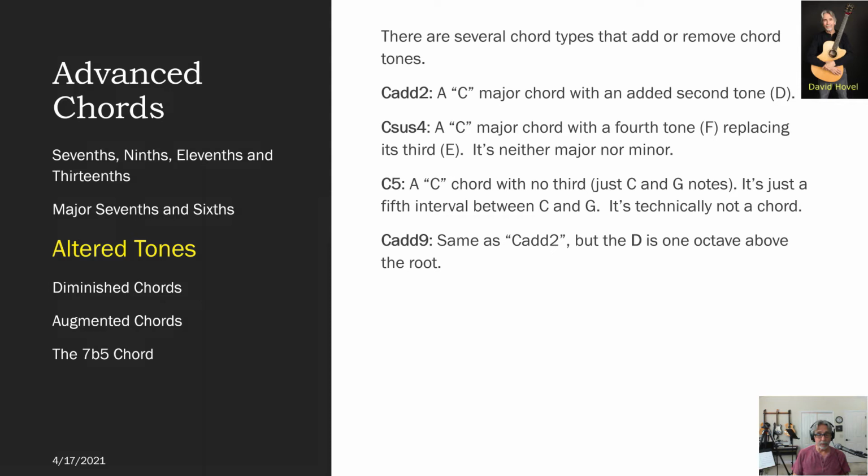C add 9 is the same as C add 2, meaning you're going to want to add a D, but it means add the D in the next octave. So what's the difference between C add 9 and C9? Well, the difference is that there's no flat seventh in this one. This is just a C chord with a D on top, like a cherry on a sundae.